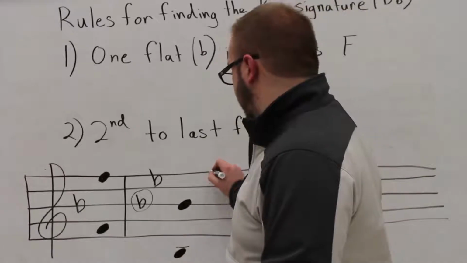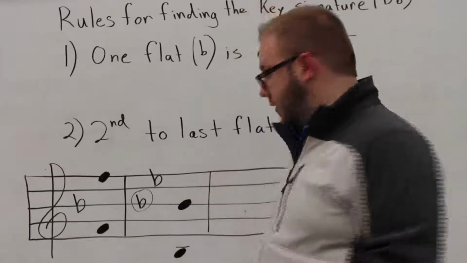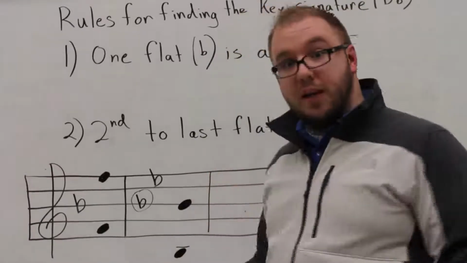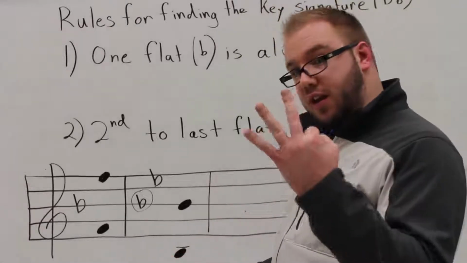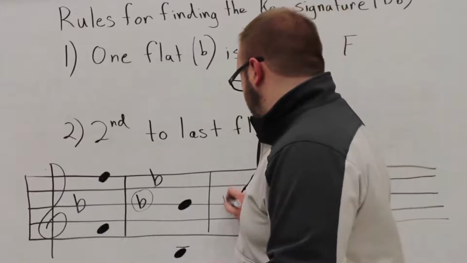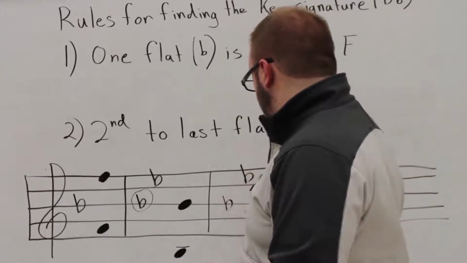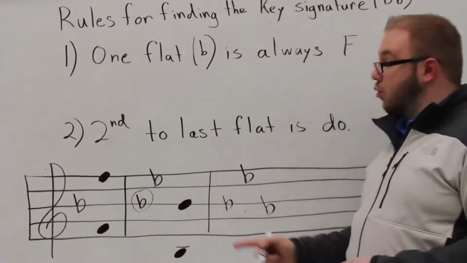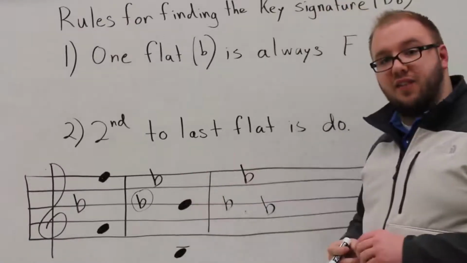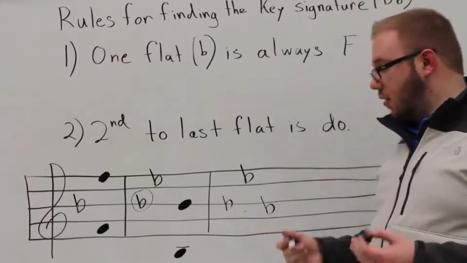Let's go on to another one. Let's add one more flat. So we're going to use BEAD, B-E-A-D, greatest common factor. So we have three flats: B, E, A. So what's the rule again? Second to last flat is Do.